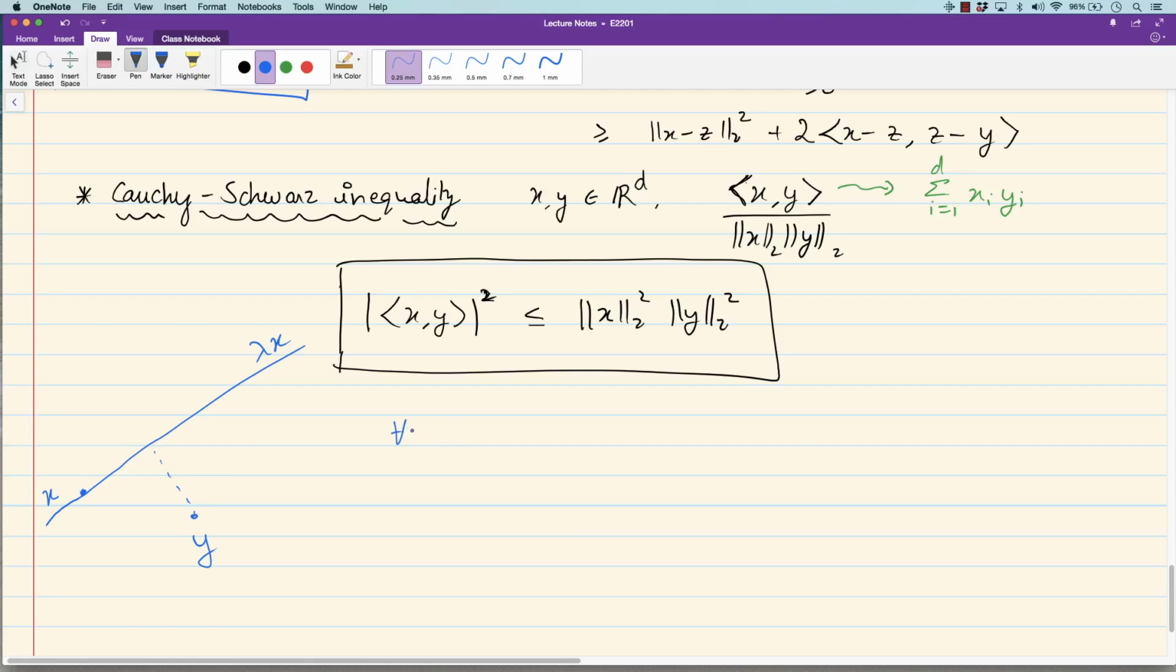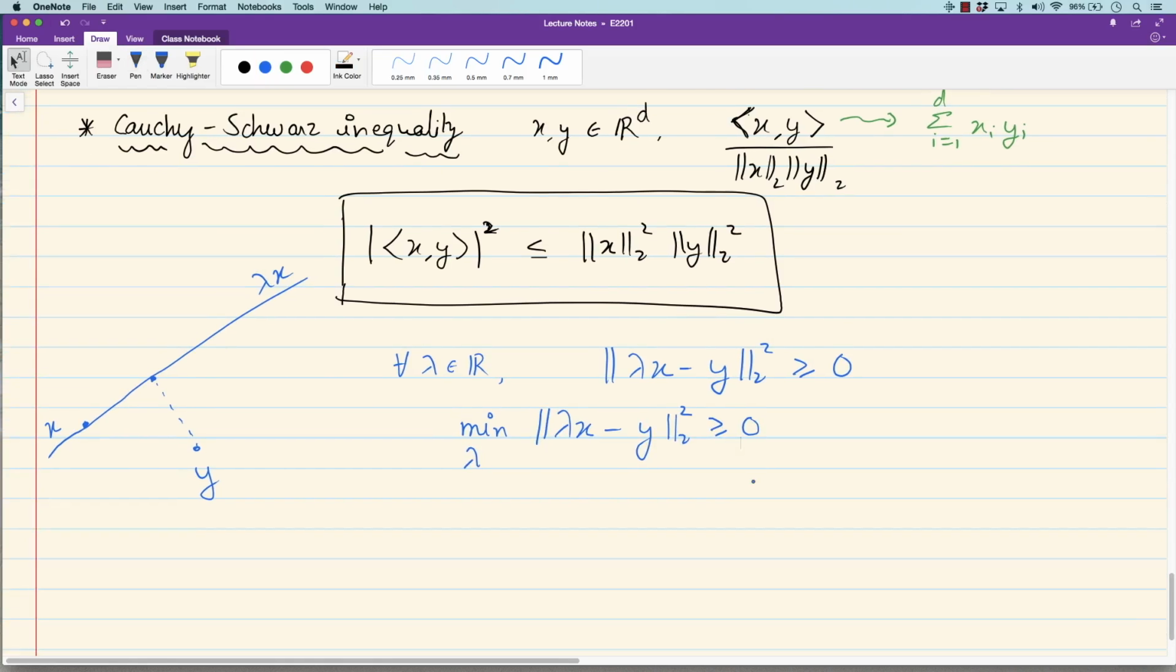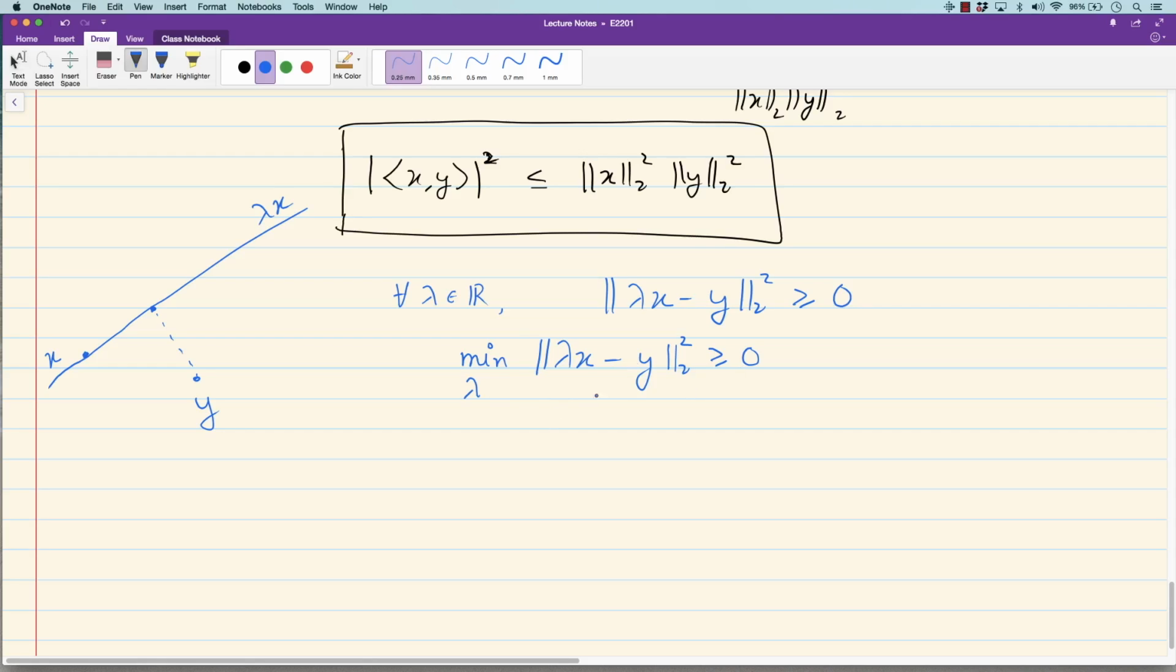So for all lambda in R, the norm of lambda x minus y is greater than or equal to 0, and therefore also for the closest point to y, which is just the min over lambda, this guy is greater than or equal to 0. Alright, so what is the minimizing lambda? In fact, you can find the minimizing lambda here. So let's expand this guy, lambda x minus y squared. This is the norm of the first vector squared, lambda squared norm x squared, plus the norm of the second vector squared, where the norm is just the length, minus 2 times lambda xy. So you want to minimize this guy over lambda.